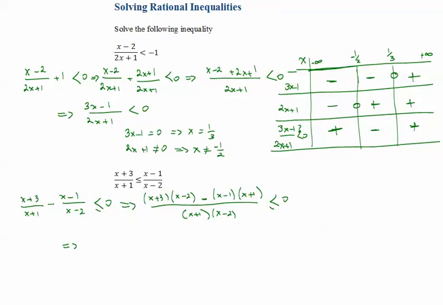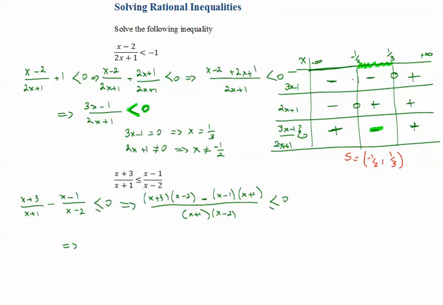So here, to solve for what values this function is less than 0, meaning negative, these are the values that will make this function less than 0. So the answer would be from -1/2 to 1/3.